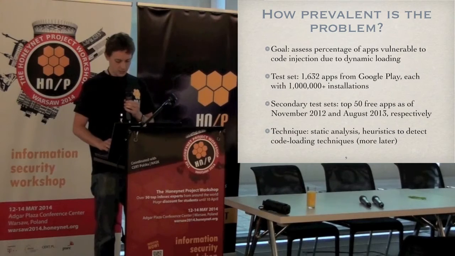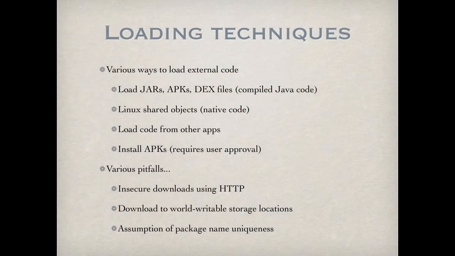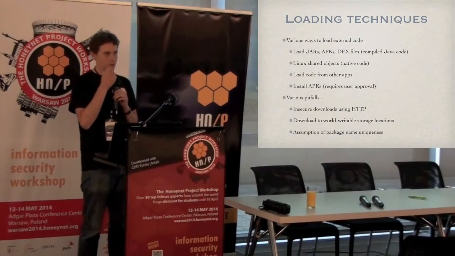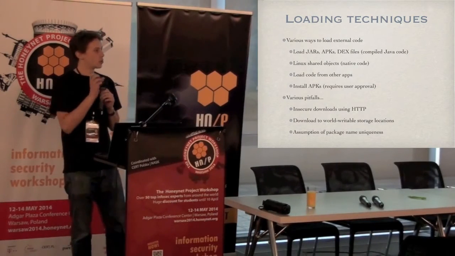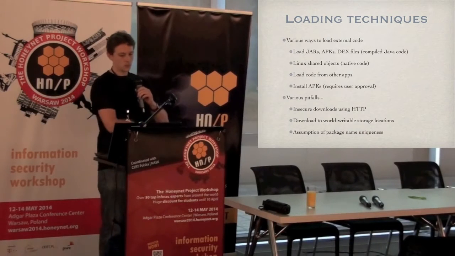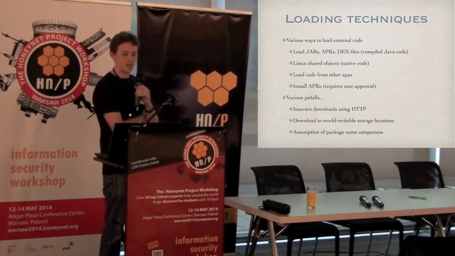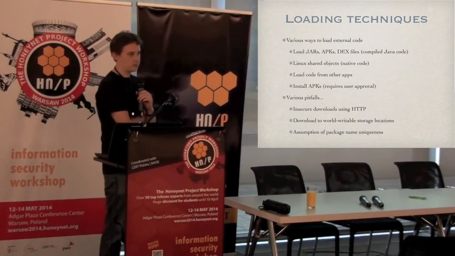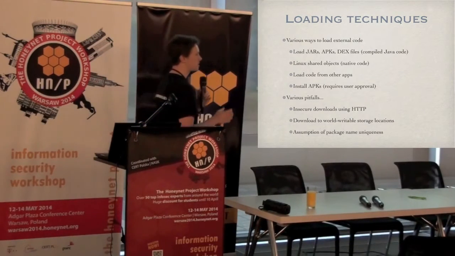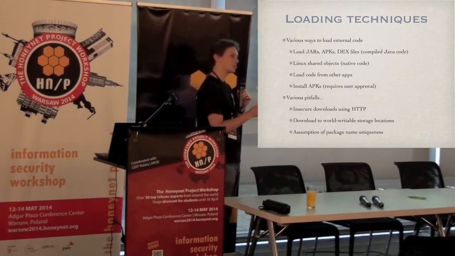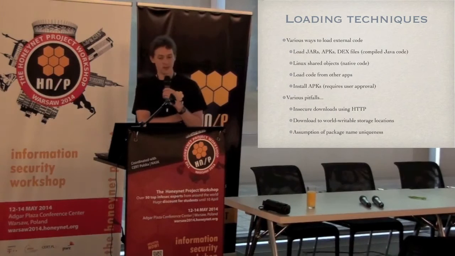We used static analysis. I'm going to talk about that in a minute. So first, we identified the different ways that one can load code in Android. So probably the most well-known one is using DexClassLoader. That's a way where you can just download an APK file, basically. You call a Java method and you have the code available. You can also load native code. So basically, you download a Linux shared object and load it into your app's process. You can load code from other apps, as we have seen for the shared framework. So you specify another app using its not so unique name, and you get the code.